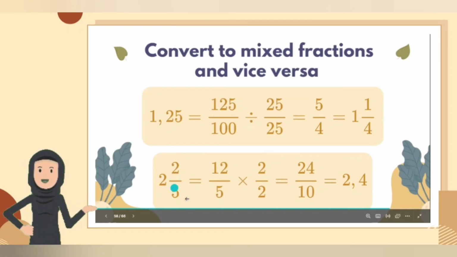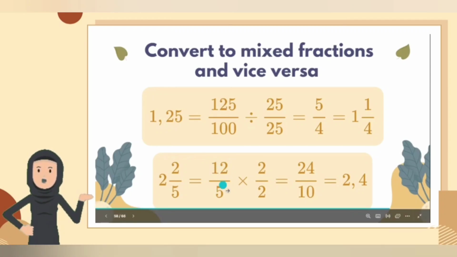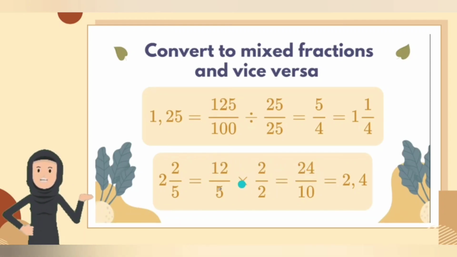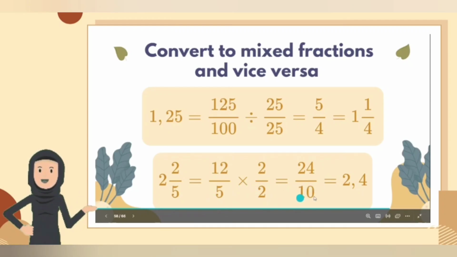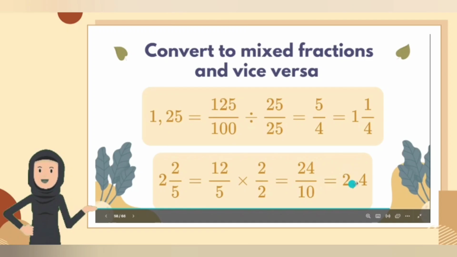Then, 2 and 2/5 is 5 times 2 plus 2 is 12, so 12/5. 12/5 times 2 over 2 is 12 times 2 is 24. 5 times 2 is 10. So the answer is 2.4 because 24 tenths is 2.4.